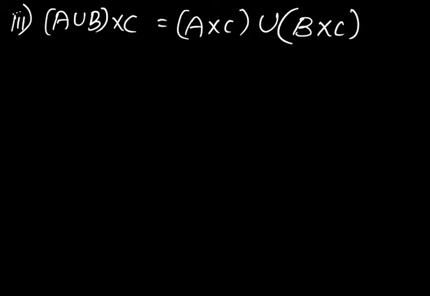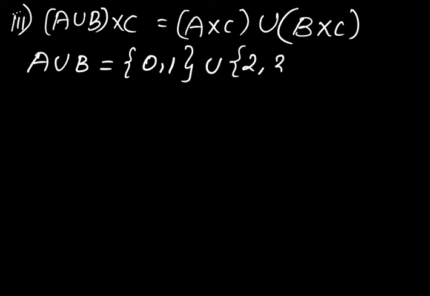So next we need to verify (A union B) cross C is equal to (A cross C) union (B cross C). So first we will start with LHS, and on LHS you need to find the value of the term which is in bracket first. So that is A union B. So write the value of A first. So A value is set of 0, 1 union B value is set of 2, 3, 4. So union is nothing but writing all the terms together in one single set. So when you club these two, what you will get?